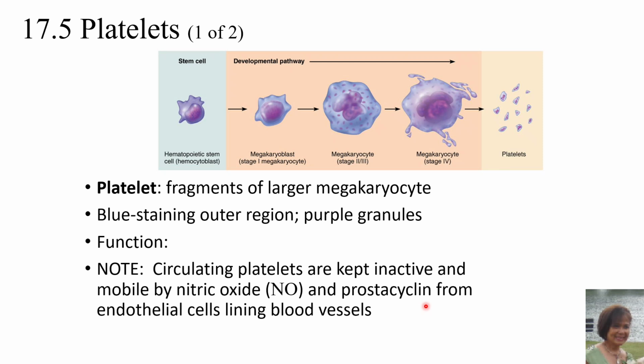big that it cannot hold itself and it will burst. Then it will spread all of those purple staining granules, which you call platelets. So platelets are nothing but fragments of a larger megakaryocyte. And circulating platelets are always inactive because they're kept inactive by nitric oxide and prostacyclin, which is a substance that is actually produced by the endothelial cells lining the blood vessels.